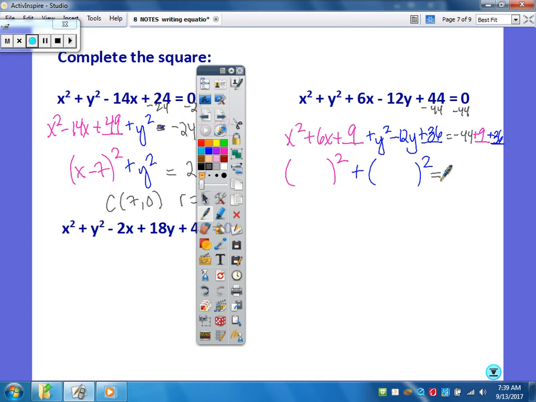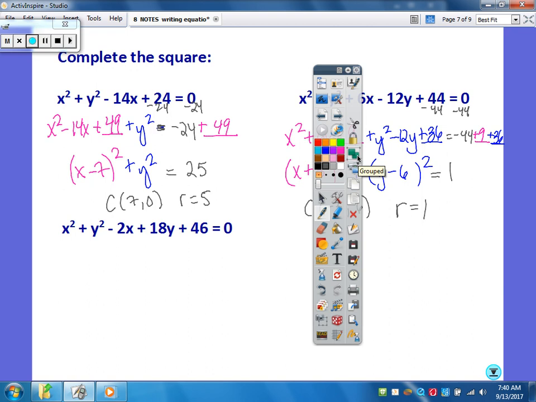Alrighty, so on this side we'll go ahead and combine those. So this would be a 1 when we add those together. So minus 44 plus 9 plus 36 would be positive 1. When I do my shortcut for factoring, half of positive 6 is positive 3. Half of negative 12 is negative 6. And that's it. We are done with that one. So our center is negative 3, positive 6. Our radius is the square root of positive 1, which is just 1.